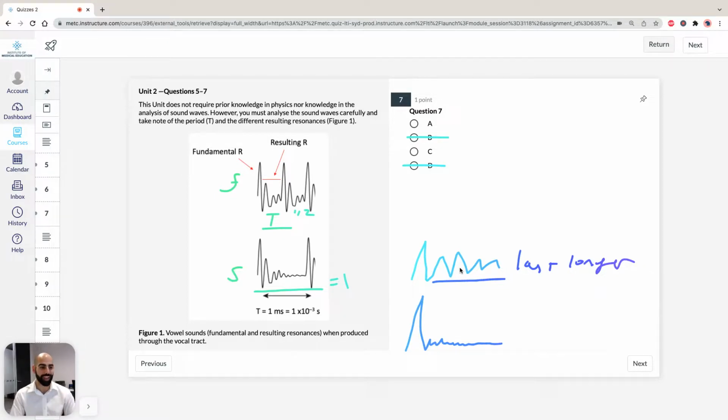So therefore, the answer for 7 can't be C, because it says the resonance reduces more quickly. No, it doesn't. It's got a bigger oomph. Think about the sound when you listen to music. It's got a bigger punch than it does here. So the answer can't be C, so the answer has to be A.